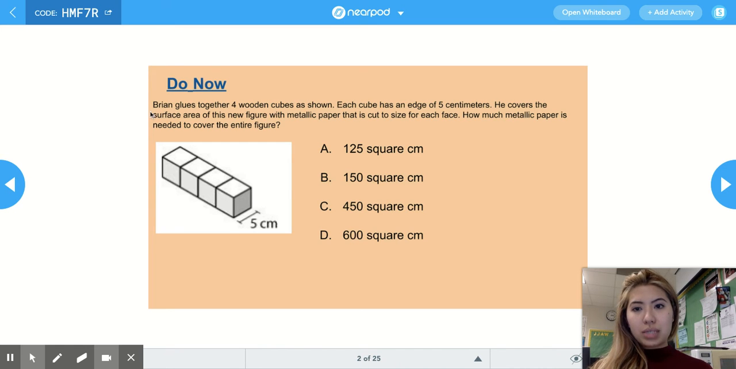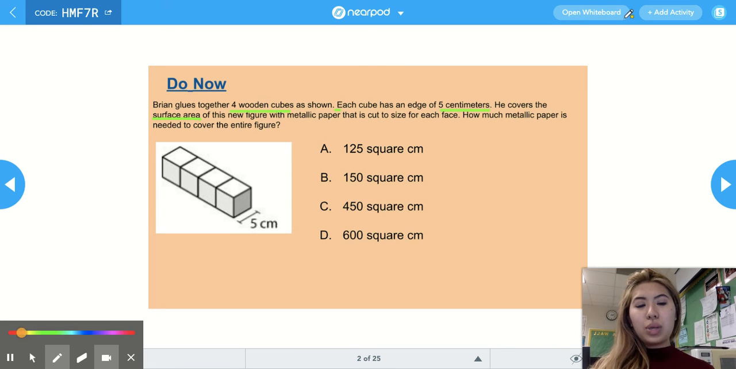Our do now reads, Brian glues together 4 wooden cubes as shown. Each cube has an edge of 5 centimeters. He covers the surface area of this new figure with metallic paper that is cut to size for each face. How much metallic paper is needed to cover the entire figure?